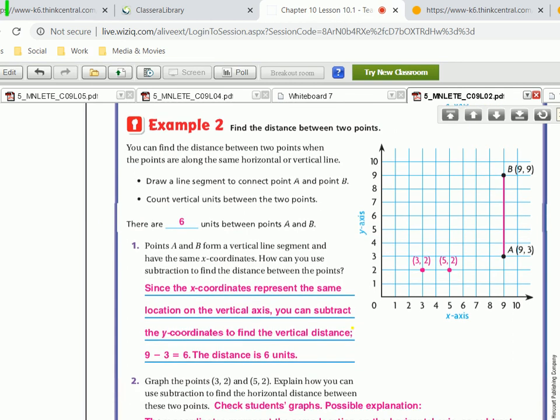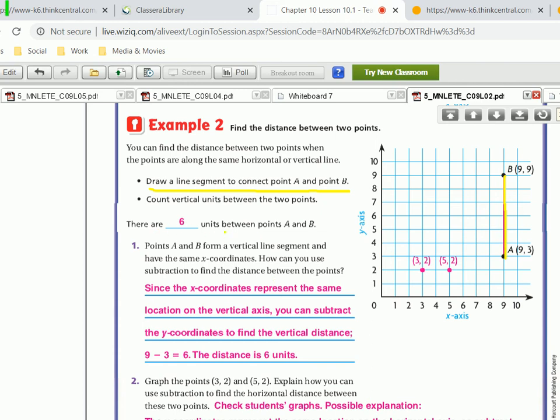Okay, next. The same here. We have to draw the line segment connecting A and B. So you have to draw the line segment connecting A and B like that.